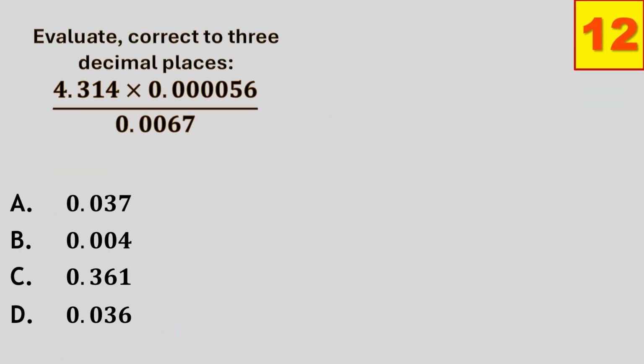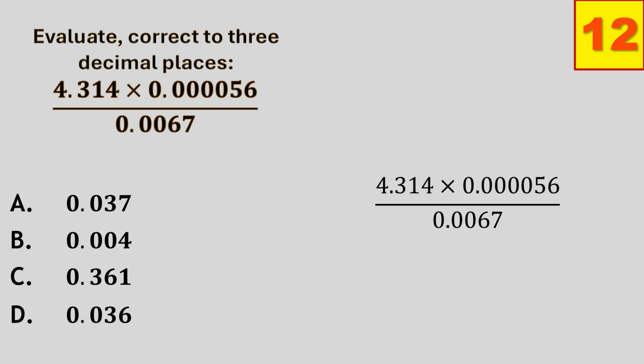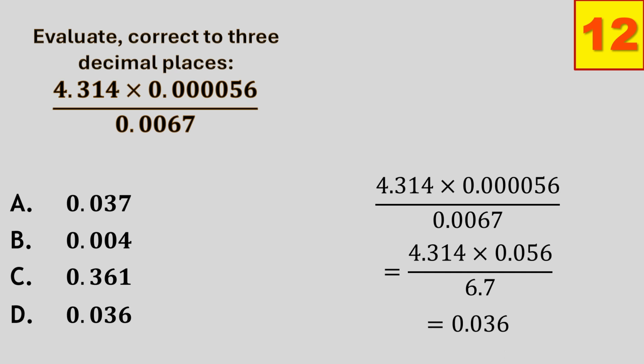This is a really straightforward problem. You can try moving the decimal point 3 times to the right just to make this easier to read. Then simply use a calculator and the answer is 0.036 to 3 decimal places.